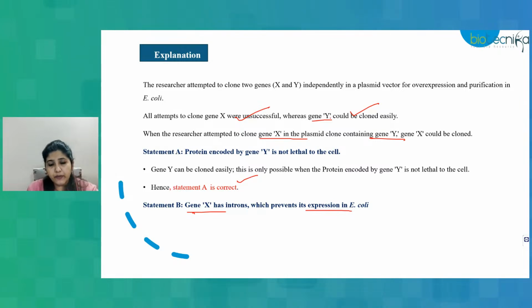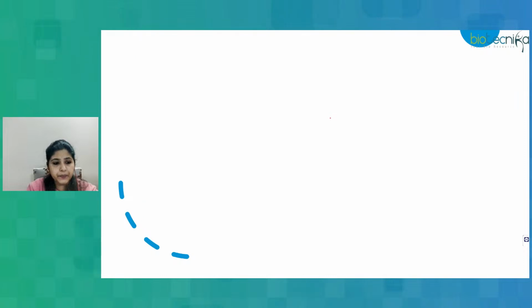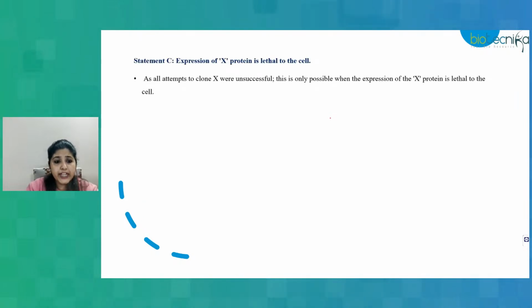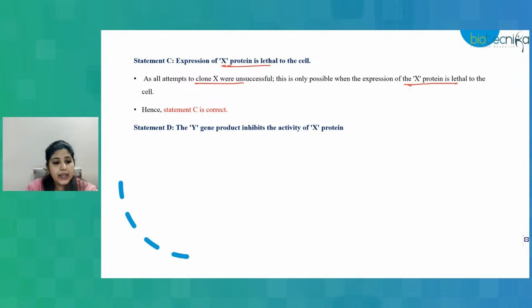Then also the cloning would have been unsuccessful, but we are not getting that result here. So this is incorrect. Then statement C: expression of X protein is lethal to the cell. Yes, we can say this because when we are trying to clone X independently, the result is unsuccessful, right? So this is only possible when expression of X protein is lethal to the cell. So this is correct. Statement C is correct.